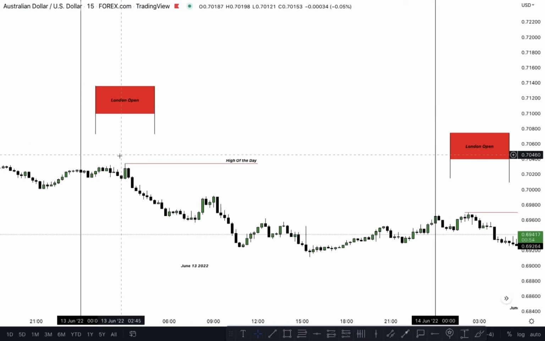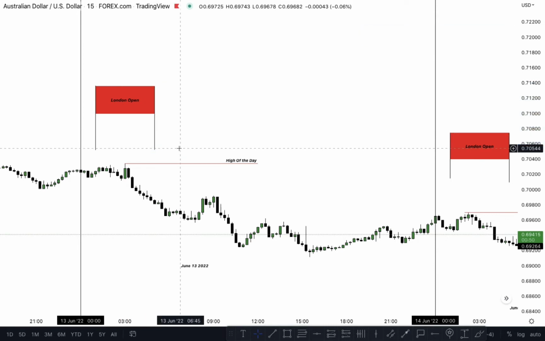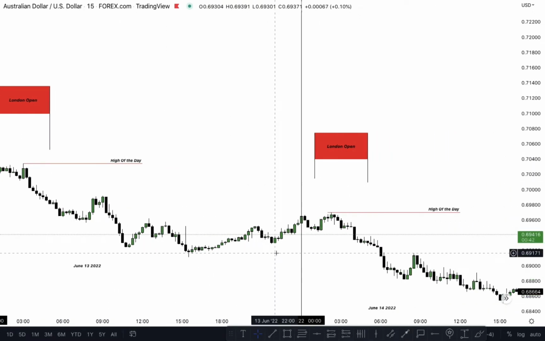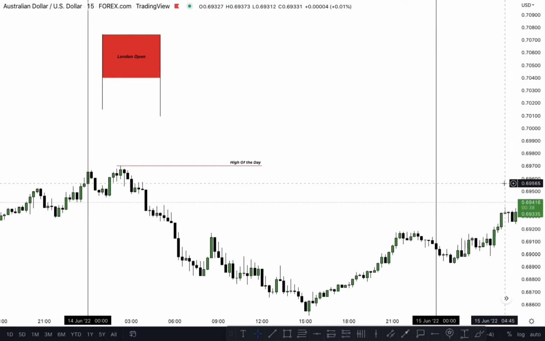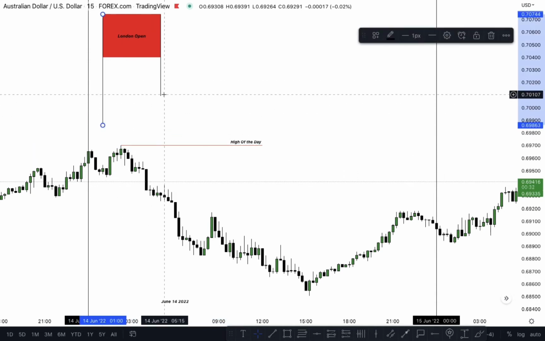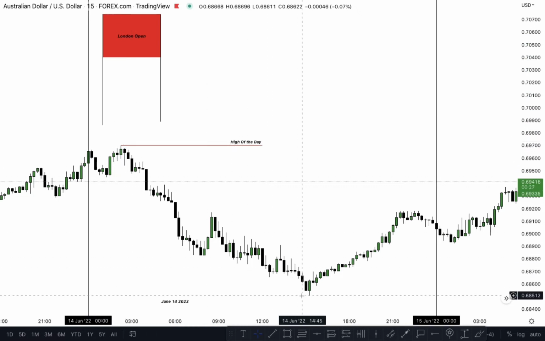Move on to the next day as well. You can see between 1 a.m. and 5 a.m. price comes up, makes the high of the day here on a bearish day, and runs lower. Move on to the next day. We can see here on the last example, on a bearish example, price between 1 a.m. and 5 a.m. created the high of the day on a down closing day as well.